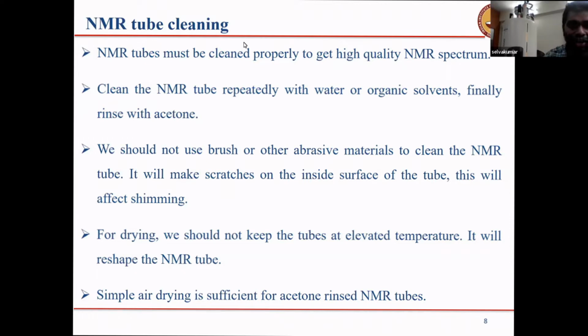Okay, so for cleaning purposes, we should not use any brush or abrasive materials to clean the NMR tube. It will make scratches on the inside surface of the tube. This will affect the shimming. For drying, we should not keep the tubes at elevated temperature. If we do, it will reshape the NMR tube. So simple air drying is enough. If needed, we can keep it at high temperature for a few minutes, I mean 15 to 20 minutes, and we have to take it out immediately.